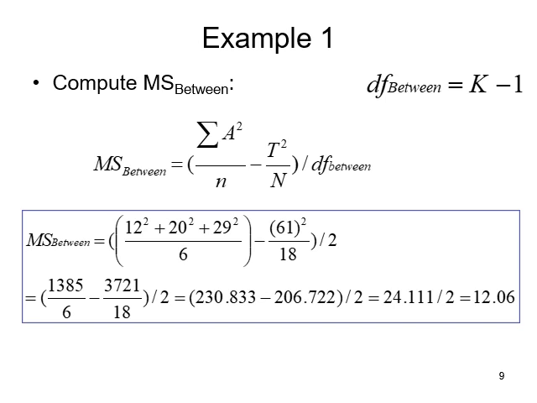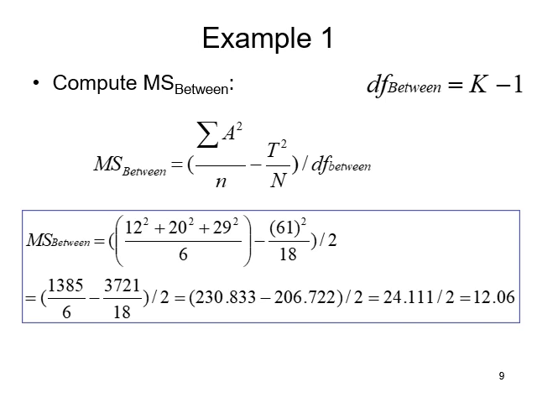So we're going to take our 3 A's, 12, 20, and 29, and we're going to square them: 12 times 12, 20 times 20, 29 times 29, and we're going to sum it. We're going to add them together, and then we're going to divide by small n. There were 6 total people in our study. We're going to subtract, however, T squared.